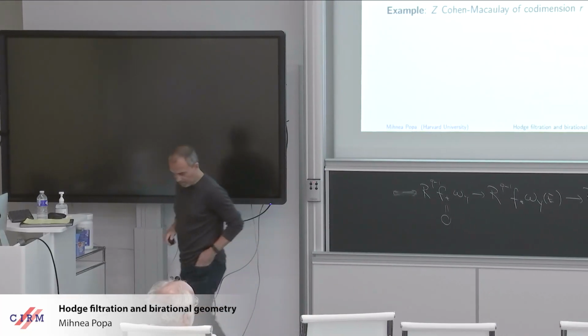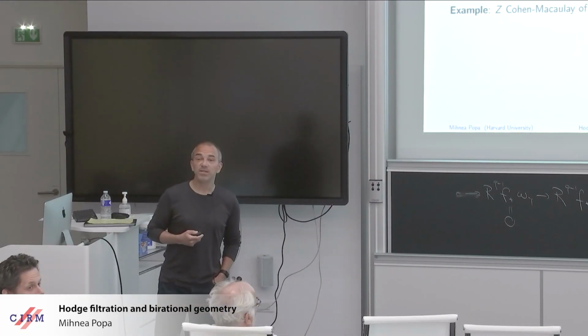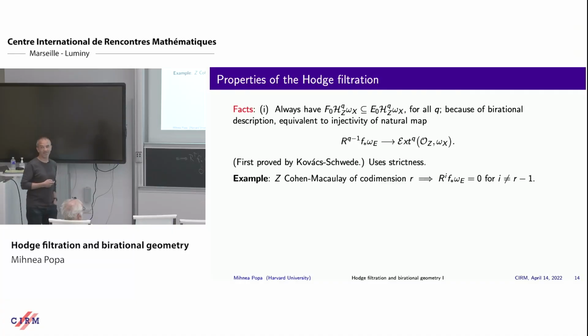Okay. Yes, please. If Z is smooth, then it's only omega Z there on the right. Yes, absolutely. The E filtration for any LCI is the same as the order filtration. And for smooth things, I showed you that the F filtration is the same as the order filtration.